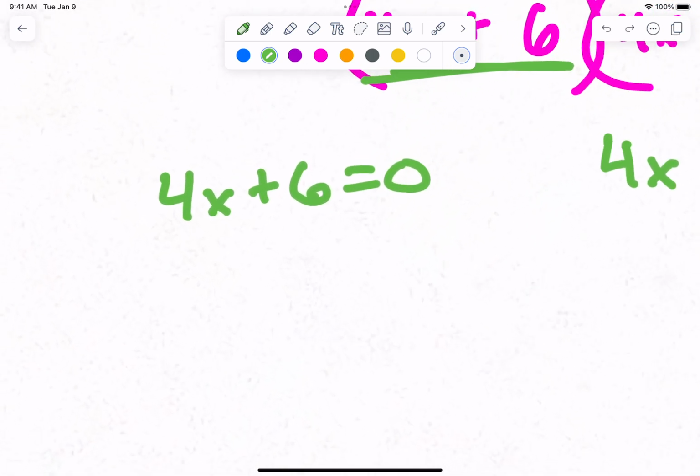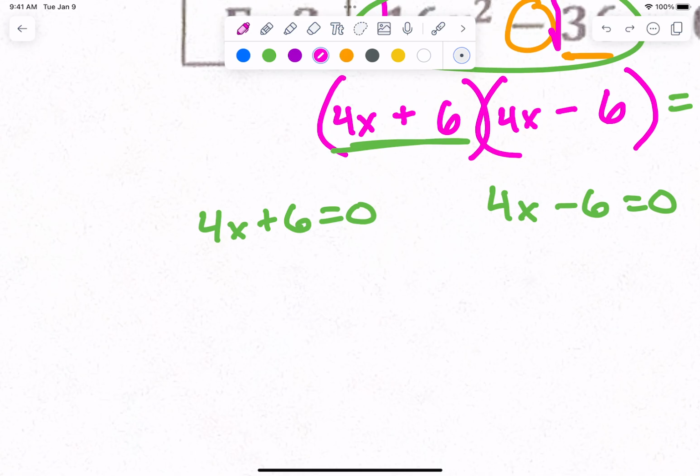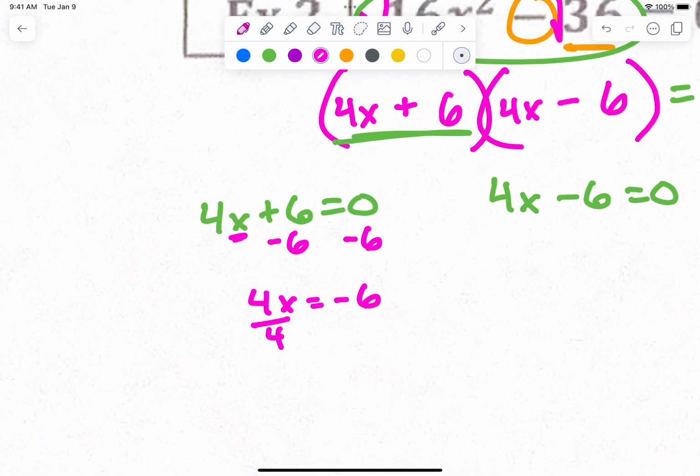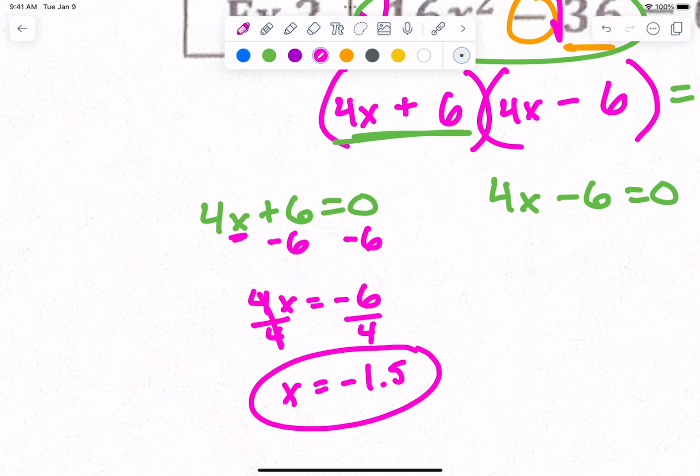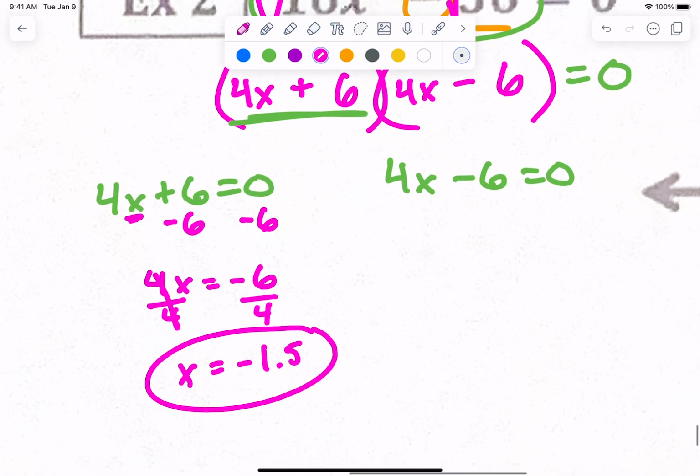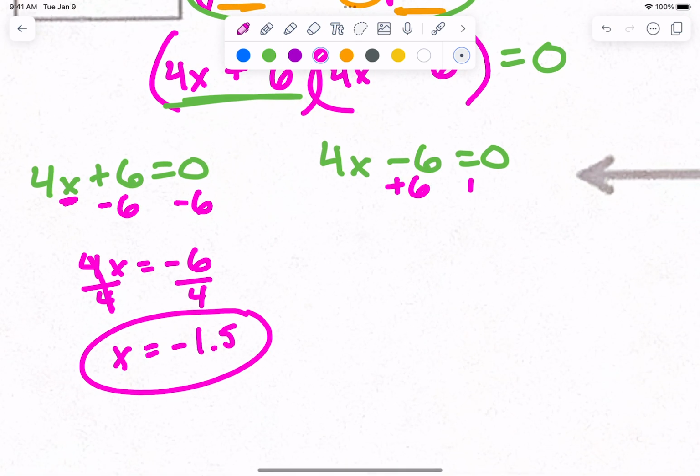If I have 4x plus 6 equals 0, I'm going to solve for x, so I subtract the 6. So I have 4x equals negative 6, and then I divide by 4. Negative 3 over 2, which is negative 1.5. If you divide and you want a decimal, that's fine. Negative 1.5 is what it will be. Then I do the same thing over here. I add the 6, and I have 4x equals 6, and I divide by 4, so this time it is positive 1.5.